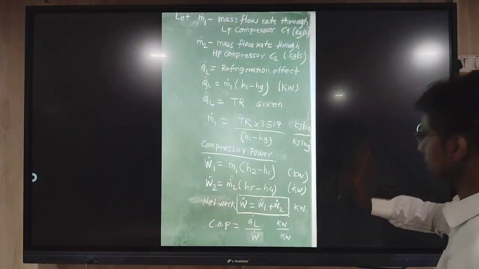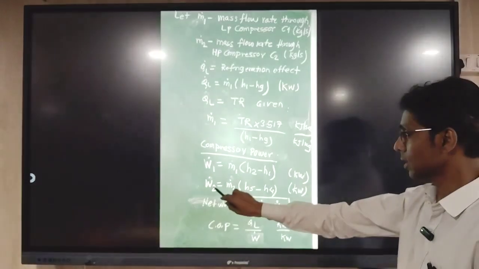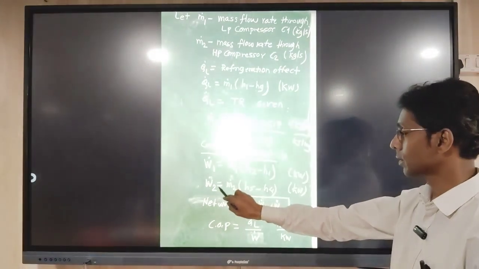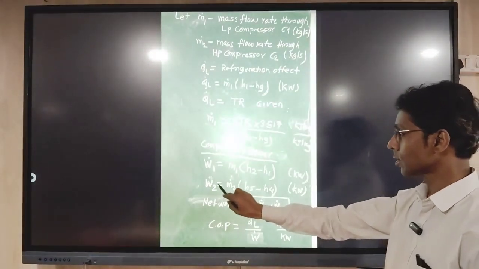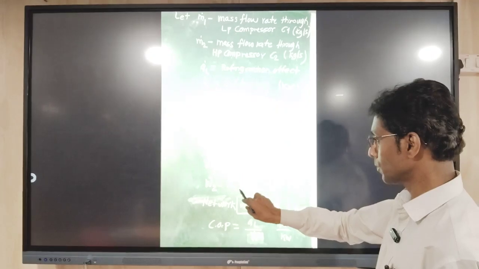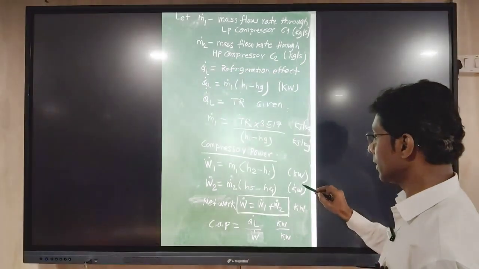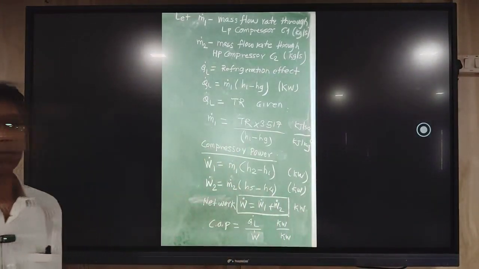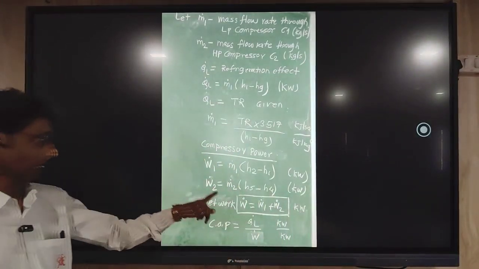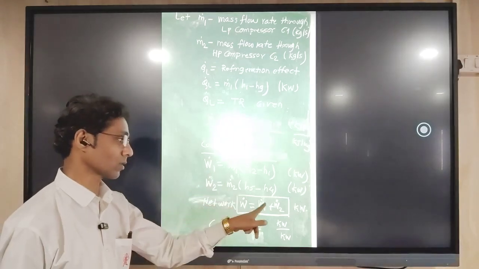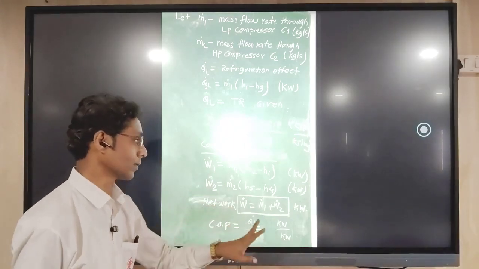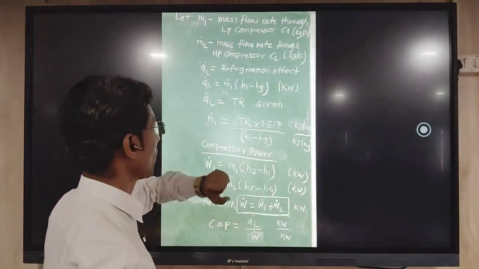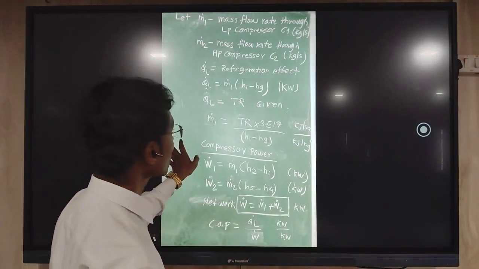In this formula, W dot 2 is the work done for compressor 2. Both work done values will be in kilowatts. Net work, meaning the total power required to drive or run the system, is the summation of these two works, in kilowatts. This was about the compressor power. Now refrigerant effect.